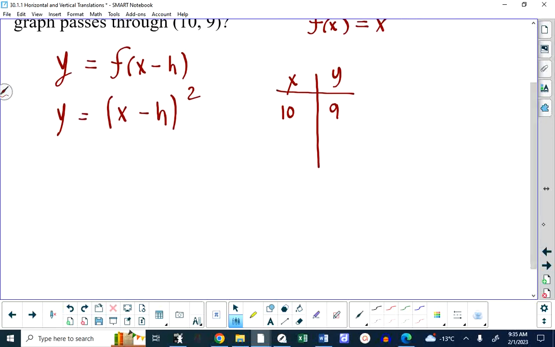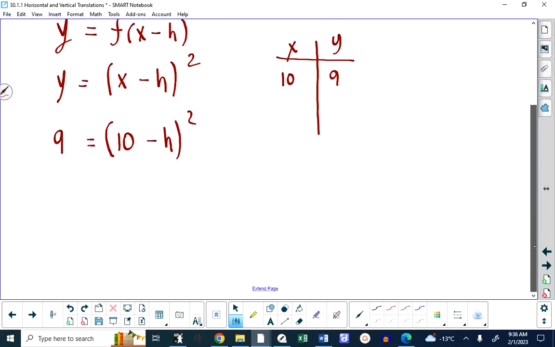This means that when I replace x with 10, I have to get a y value of 9, and this is what I want to solve. So how do you solve this? Well, let me show you one way to solve it that includes a mistake. And then we'll talk about what that mistake is.